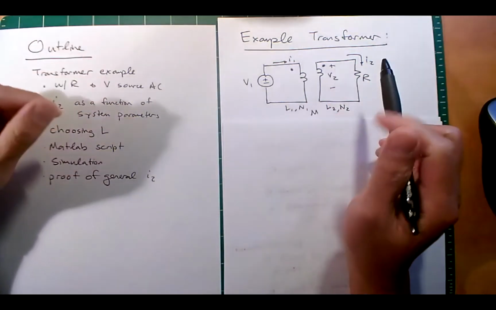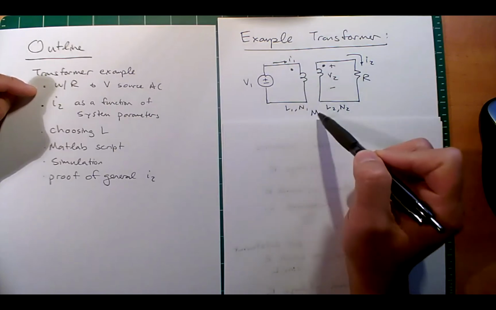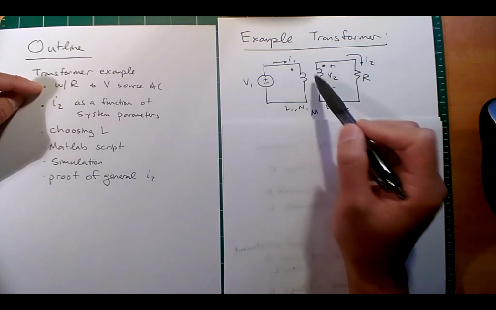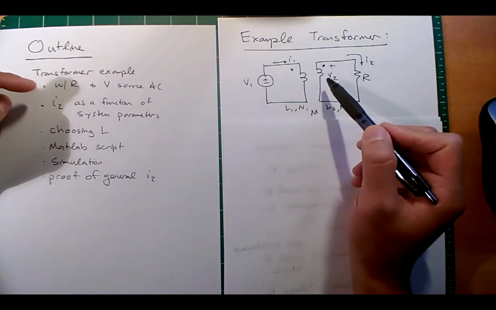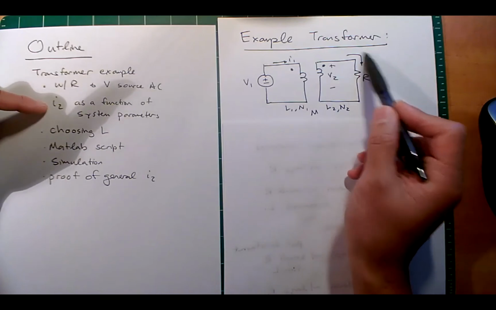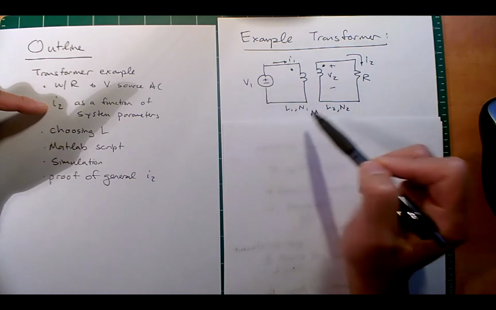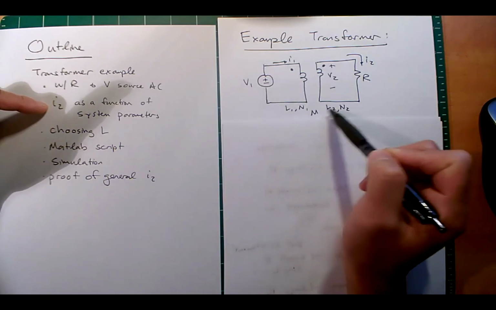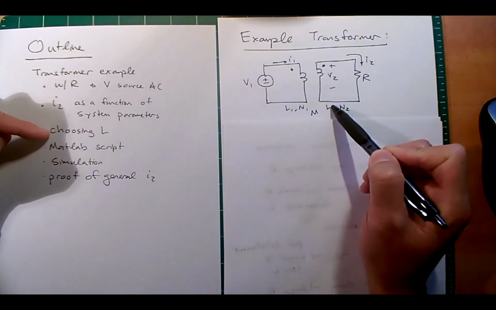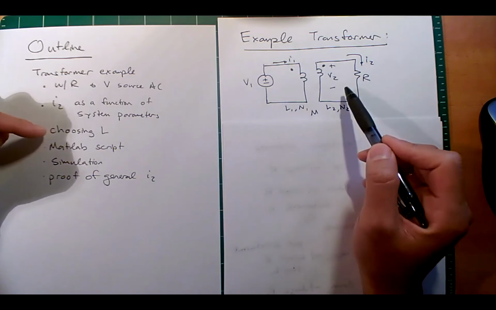We saw some weirdness in the simulation where, even though the coupling factor was nearly 1, the voltage ratio and the current ratio didn't match nicely from what we would expect, right? So we're going to look at I2, the load current, as a function of the system parameters. So not just V1, but L1, N1, L2, N2, and M. We'll look at how we choose L for different ratios and different loads.